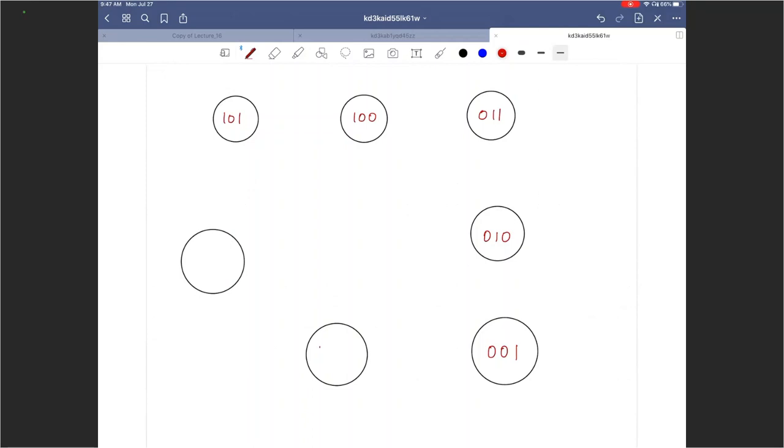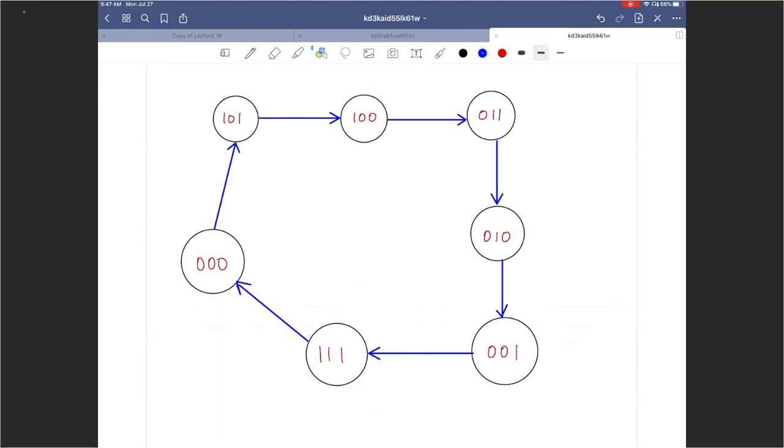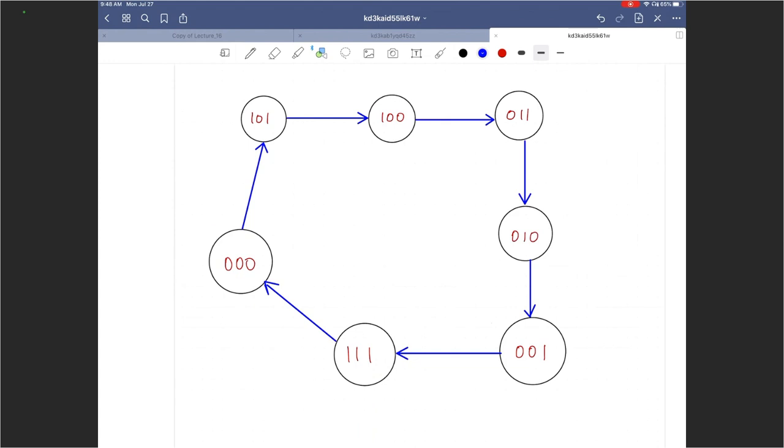Now, next step is to connect them with arrows to indicate the state transition. So let's see. I'm going to use blue arrows. So from 5 it goes to 4, to 3, to 2, to 1, to 7, to 0, and back to 5. So I've got my states laid out over here. That's my state diagram, right? So that completes step number 1.